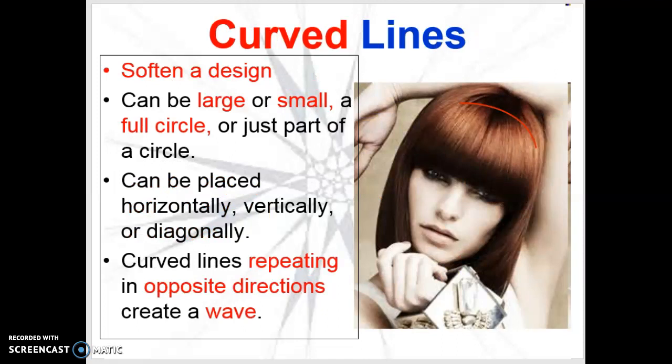The curved line, it makes things more softer. It can be large or it can be small. It can be a full circle or it can just be part of a circle. It can be placed horizontally, vertically, or diagonally. And curved lines repeat in opposite directions, creating a wave.